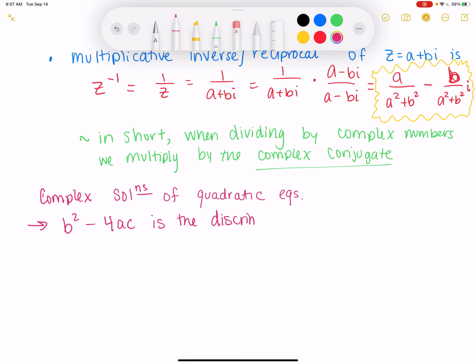Oh yeah, I do know this one, because we had to do this to do something else. I can't remember. Which tells us whether or not solutions are real numbers.